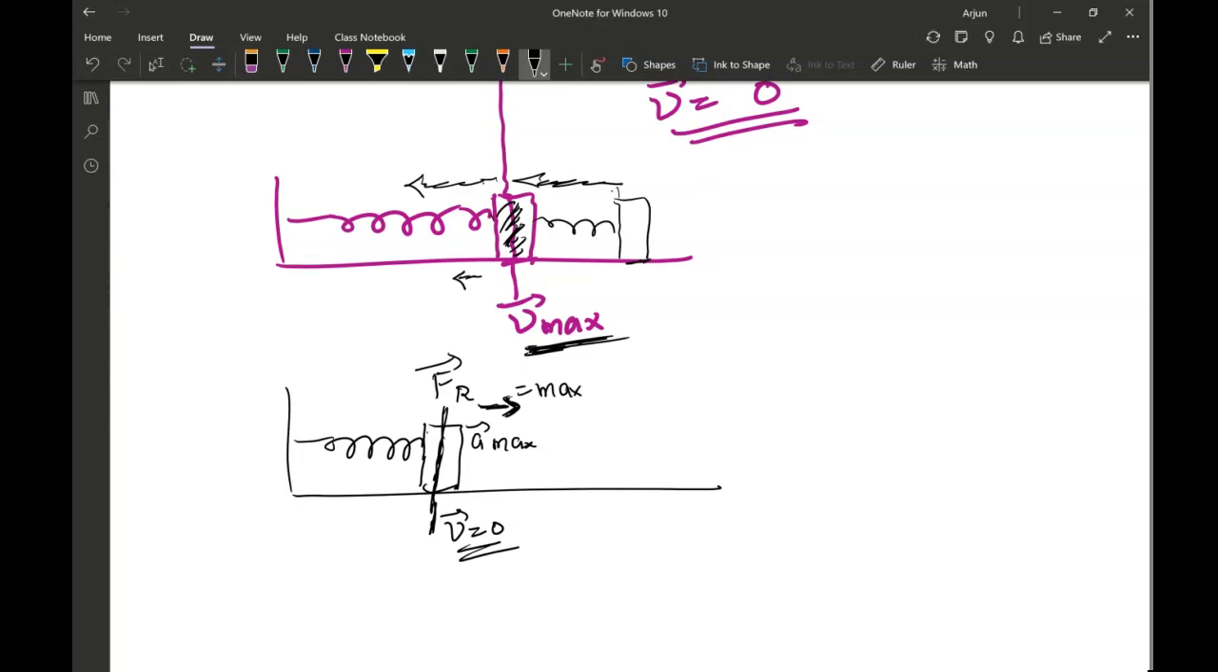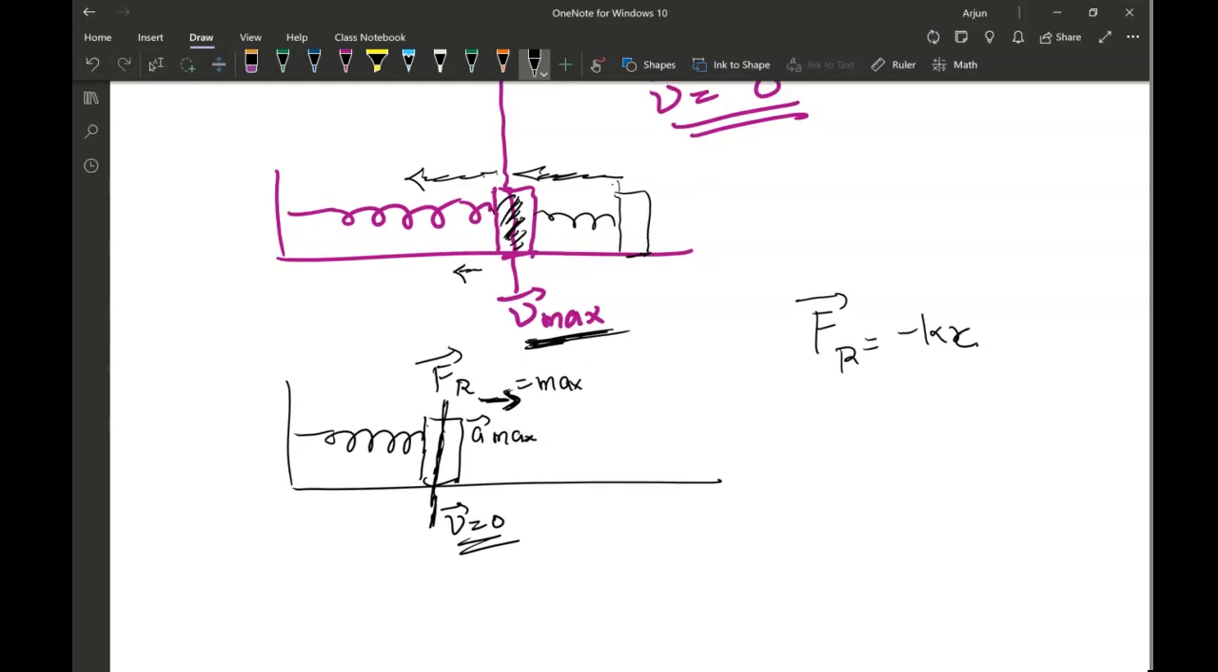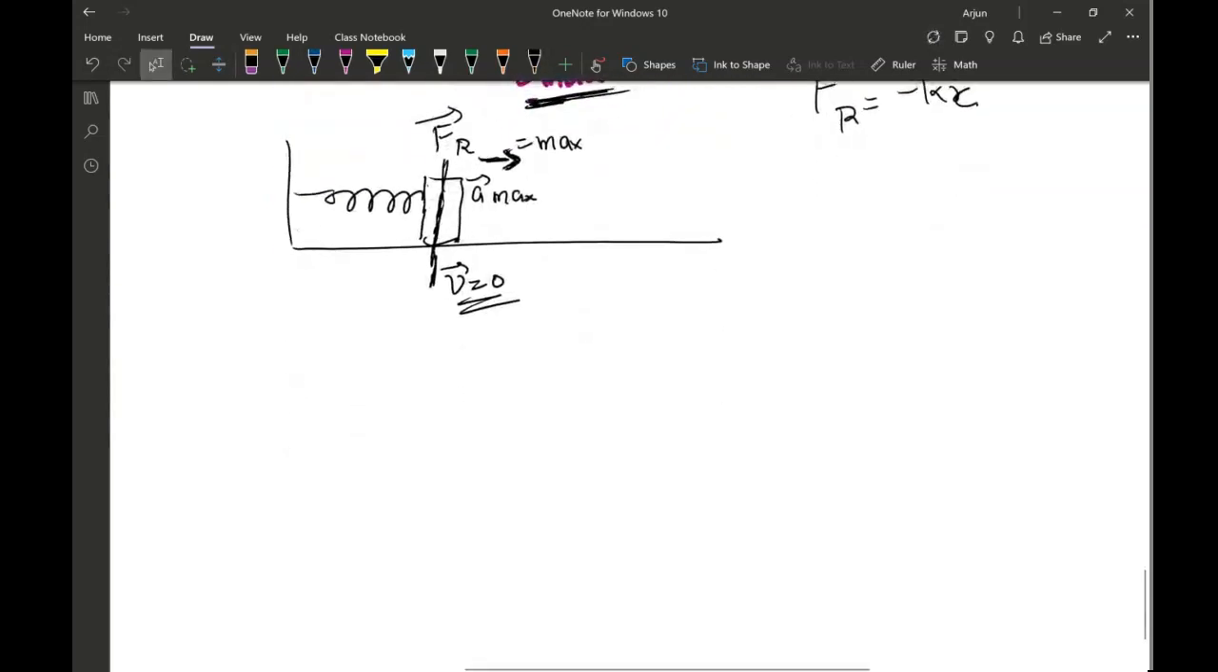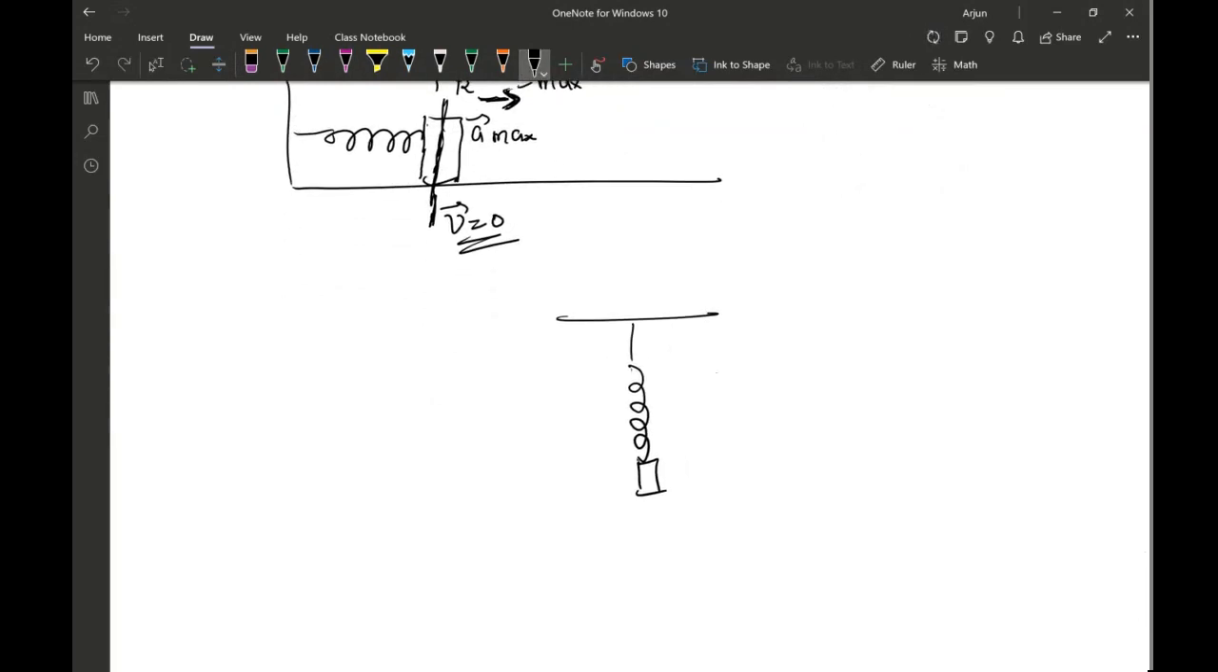So from here, we concluded one formula which we will use later on: force equal to restoring force equal to negative kx. Okay. Now, if I move this horizontal spring system into a vertical spring system, so it looks like this, now there's a mass attached to it. Now what force is acting on this mass?